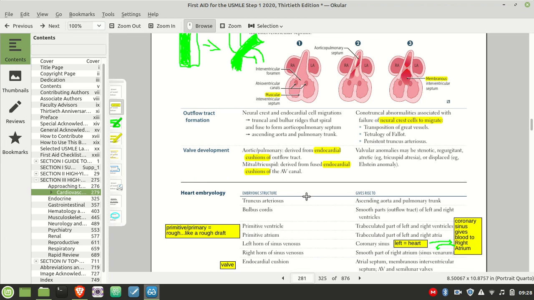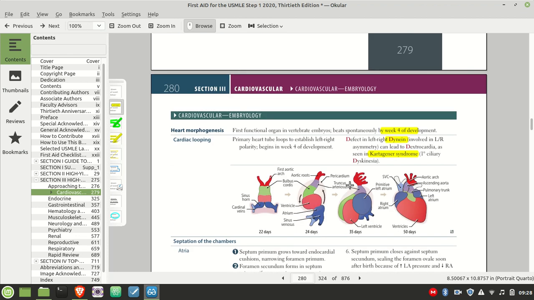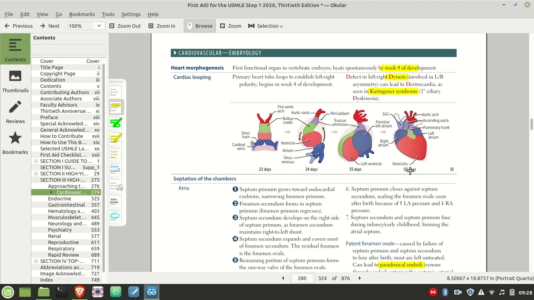Alright, truncus arteriosus and bulbus cordis. Well, we've already looked at this a few times. Ascending aorta and the pulmonary trunk. That's literally what these things turn into. Okay, what's below it? The bulbus cordis. Oh, look at this. Looks like a little bit of this is part of the ventricle. Doesn't it look like that?